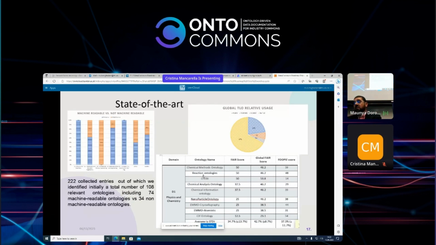So when we conducted the state of the art on domain ontologies, we collected more than 200 ontologies. And this is a sample of the domains that we deal with, and the evaluation that we conducted. As you can see, for the FAIR principles, it's a little bit low on the existing ontologies. Also, the use of top-level ontologies is quite limited, and also one of the surprising findings that we identified is that there are a lot of ontologies that are not machine readable. So they only exist in publications. This is one of the gaps that we identified.